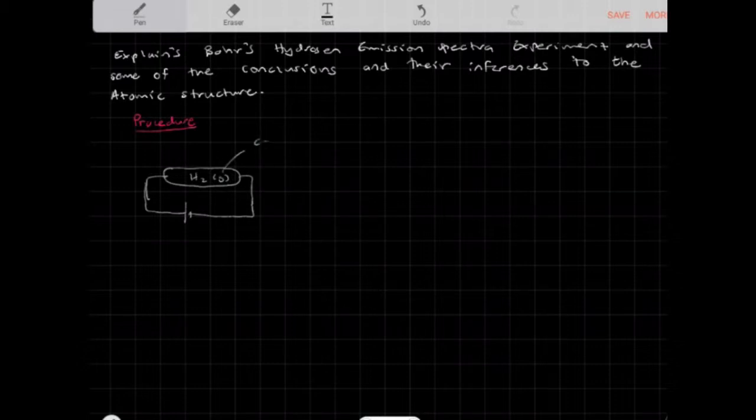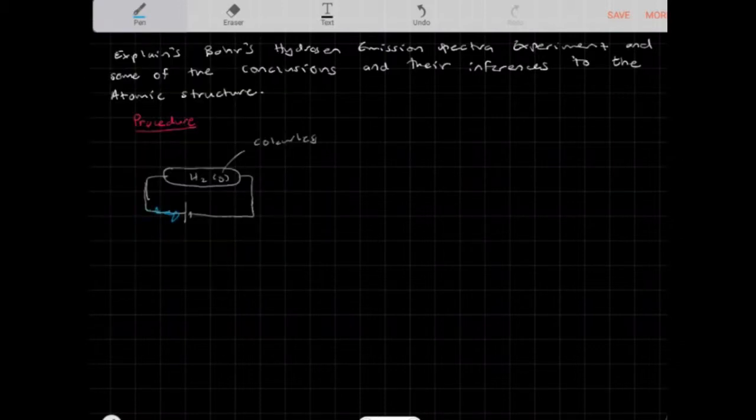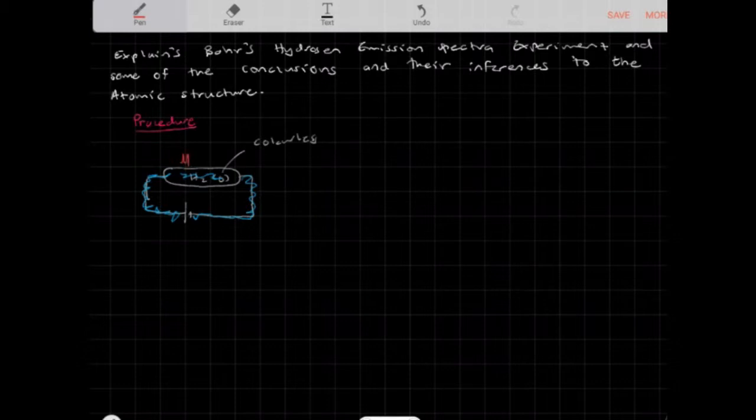Now this is originally colorless. What he did was he ran an electrical current through it. So there was an electrical current being surged through this, and what he found was that the cathode tube actually started to glow red. Okay, so the cathode tube started glowing, so the gas actually started glowing. And he wanted to explain what was going on, right? What was happening, basically?